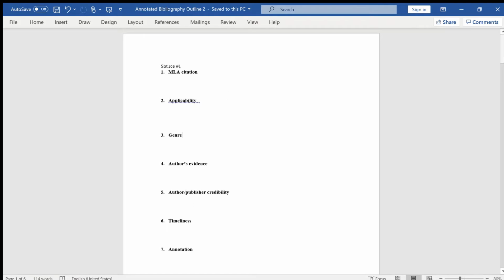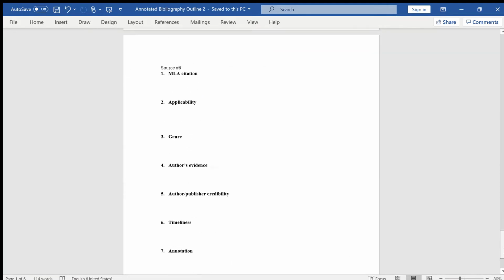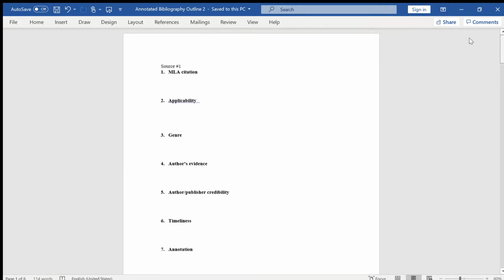So this template has 6 different sources. I have my students do 6 sources to start off with. It just depends on the length of your research essay and what your professor wants to do. They'll help you decide how many sources to include in your annotated bibliography. Okay, let's talk about what these different terms mean though.